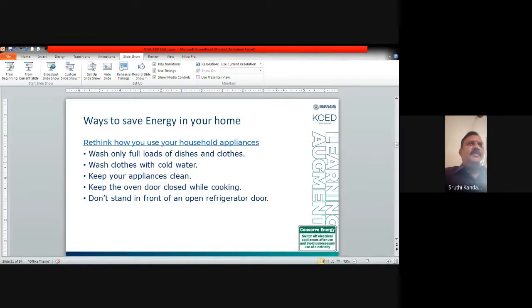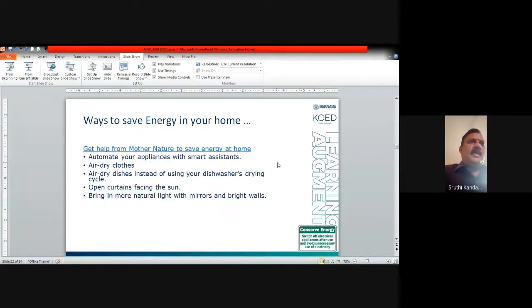So these are also some of the tips. Wash only full loads of dishes and clothes. Wash clothes with cold water. Keep your appliances clean. Keep your oven door closed while cooking, that is the electric oven. Don't stand in front of any open refrigerator doors. Automate your appliances with smart assistants. Air dry clothes and air dry dishes instead of using your dishwasher's dry cycle. Open the curtains facing the sun. Bring more natural light in with mirrors and bright walls. So these are some of the ways to reduce power consumption at home itself.